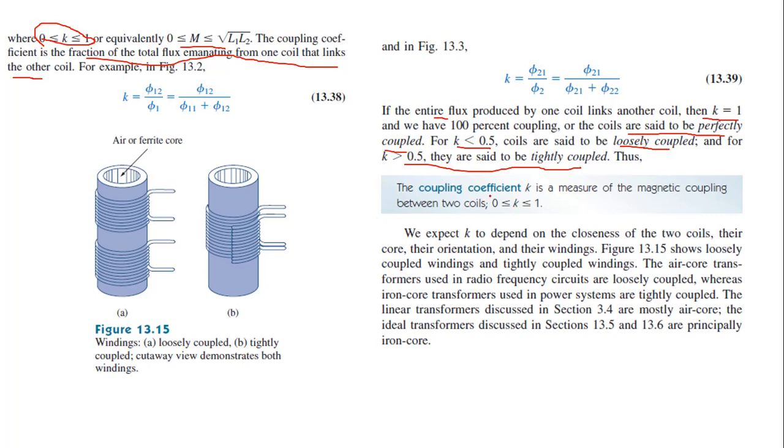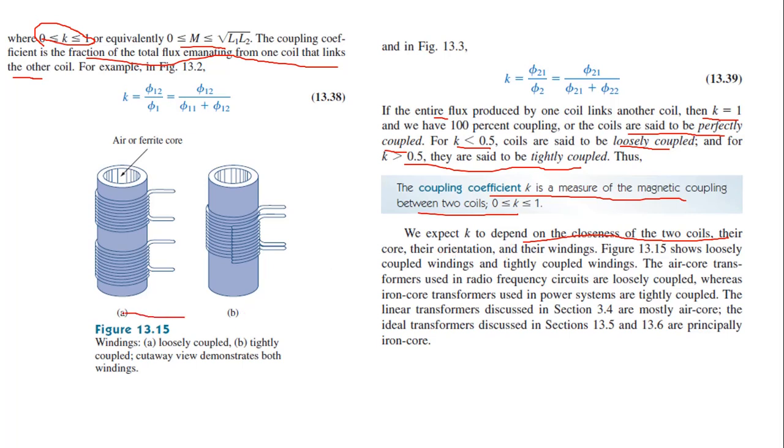The coefficient K is a measure of magnetic coupling between two coils. If K is equal to 0, they are not coupled. If K is equal to 1, they are perfectly coupled. Now K depends on the closeness of the two coils, their core, orientation and their windings.